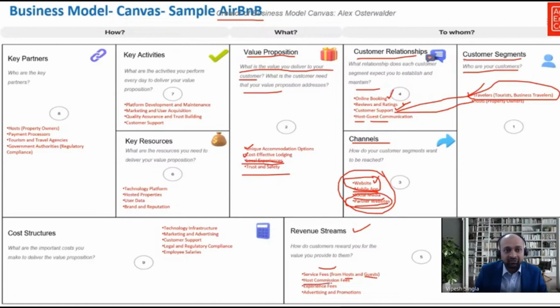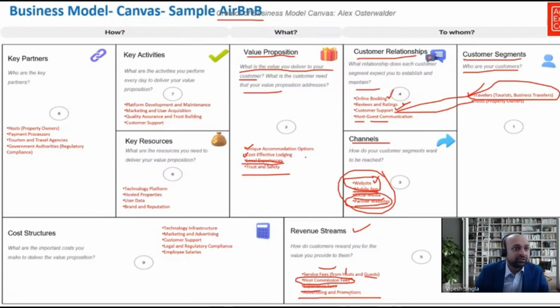Then they charge a host commission fee as well, which tends to be a percentage of the room rent. This experience fee is not relevant to us because this is for a different product. Then advertising and promotion. They charge the hosts for advertising and promoting their rooms if they want to promote in special categories. So these are the key revenue streams.